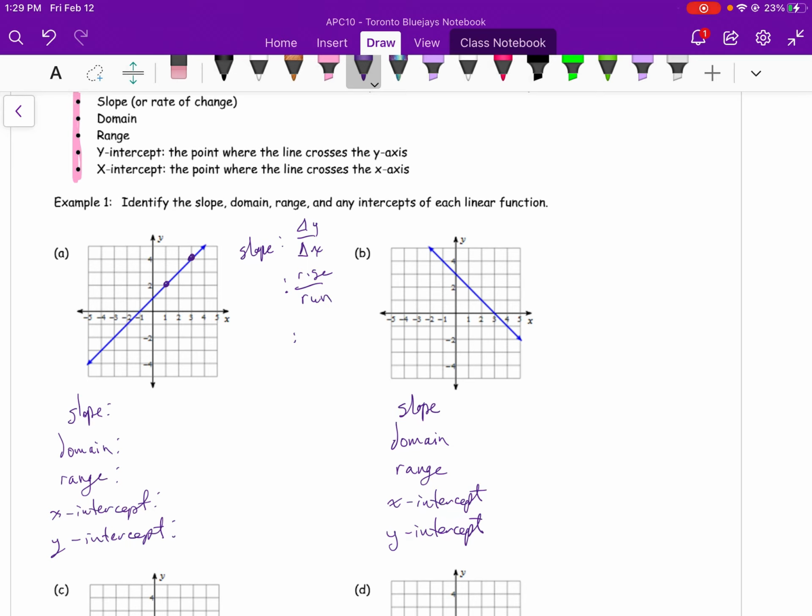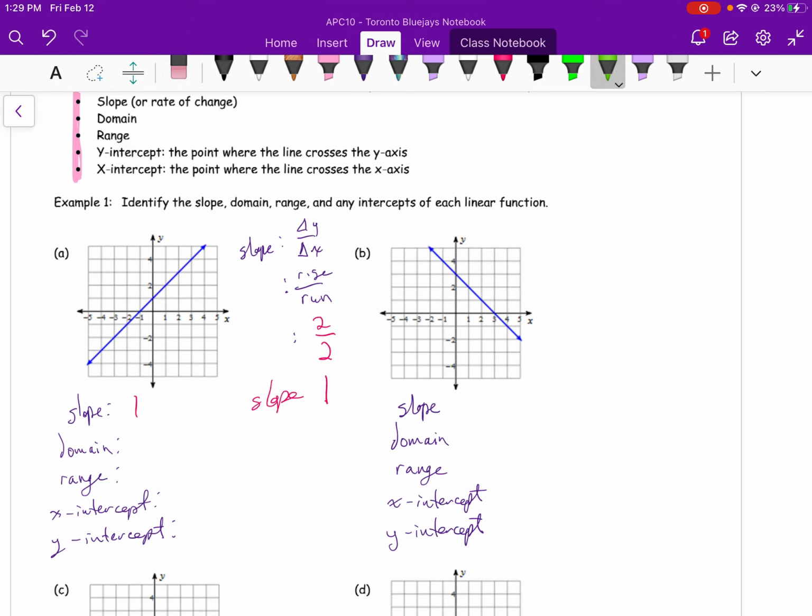Regardless, as I move between these 2 points, remember to move left to right, my rise goes up 2 units, and my run goes over 2 units. So both my rise and my run are 2 units in the positive direction between these 2 points. Therefore, my slope is 1. Now, why did I choose these 2 points? I don't know, I just did.